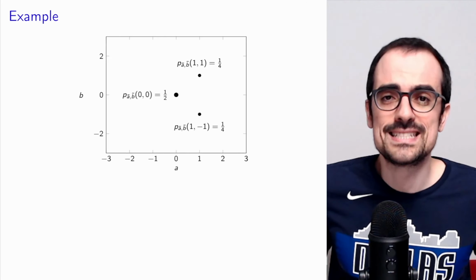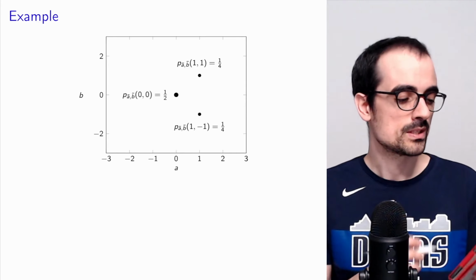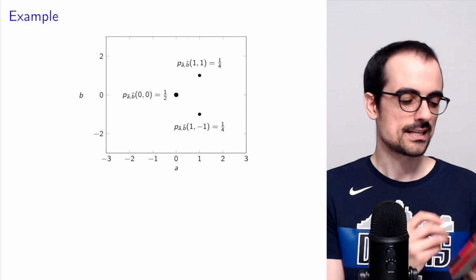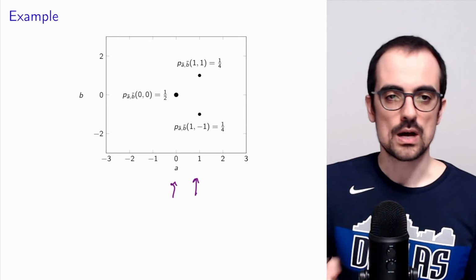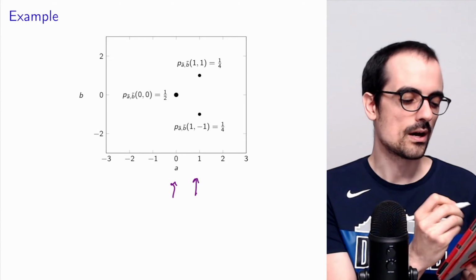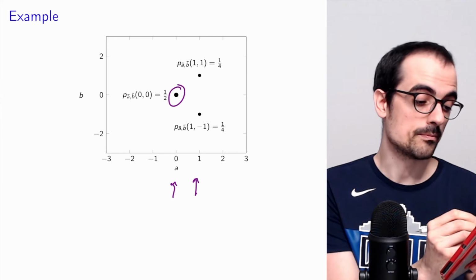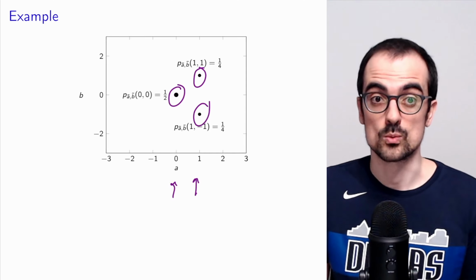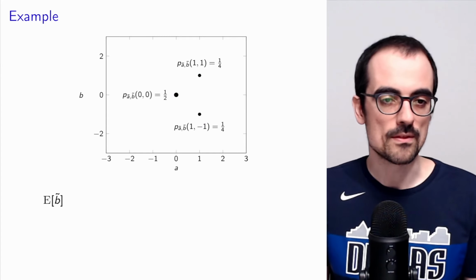Let's take a look at a really simple situation where we have two random variables A and B. B can have values -1, 0, and 1, and A can have values 0 and 1. Okay, and I have drawn here the joint PMF, which is very simple. There's a 0.5 probability that we're at (0, 0), 1/4 probability of being at (1, 1), and 1/4 probability of being at (1, -1). Let's compute the covariance between these two random variables.